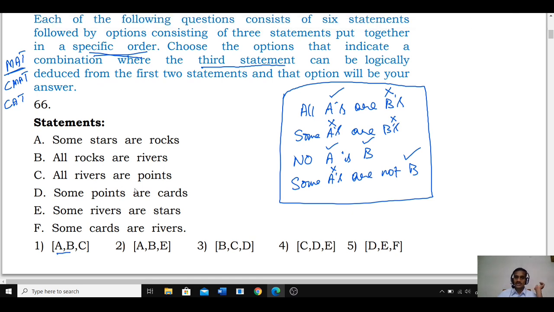Between these 2 statements, 1 word must be common. 1 word is common means that common word is nothing but the middle term.